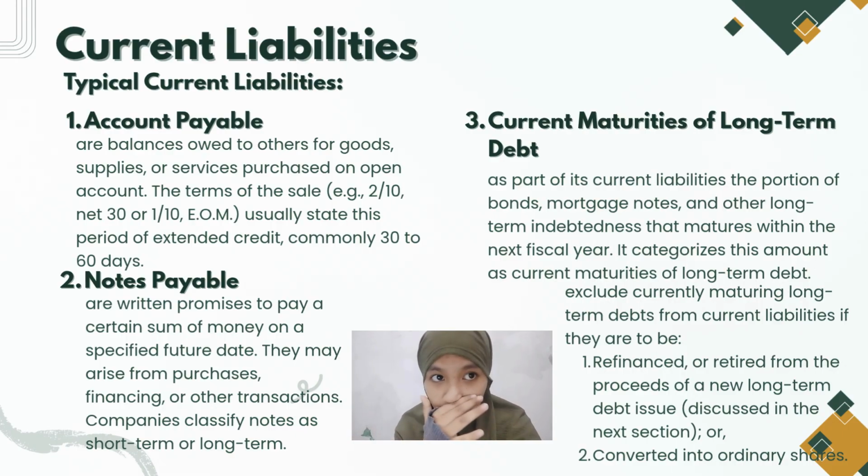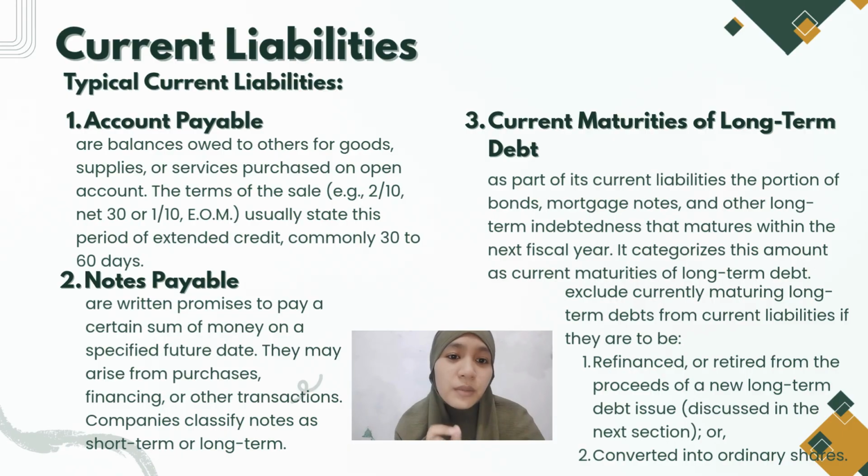And the second one is notes payable, a written promise to pay a certain sum of money on a specified future date. They may arise from purchases, financing, or other transactions. Companies classify notes as short-term or long-term.